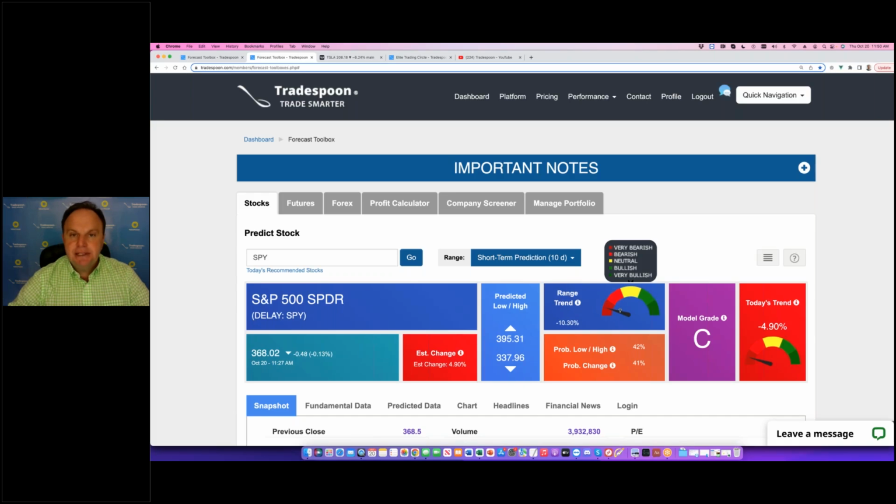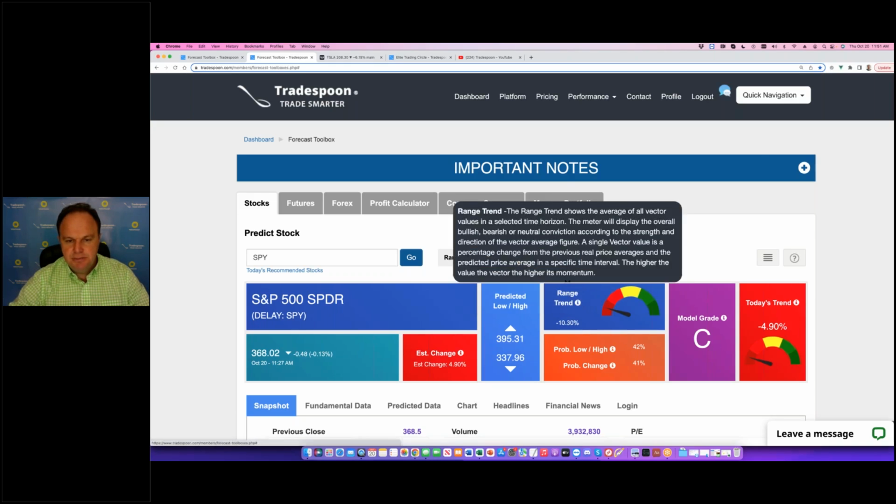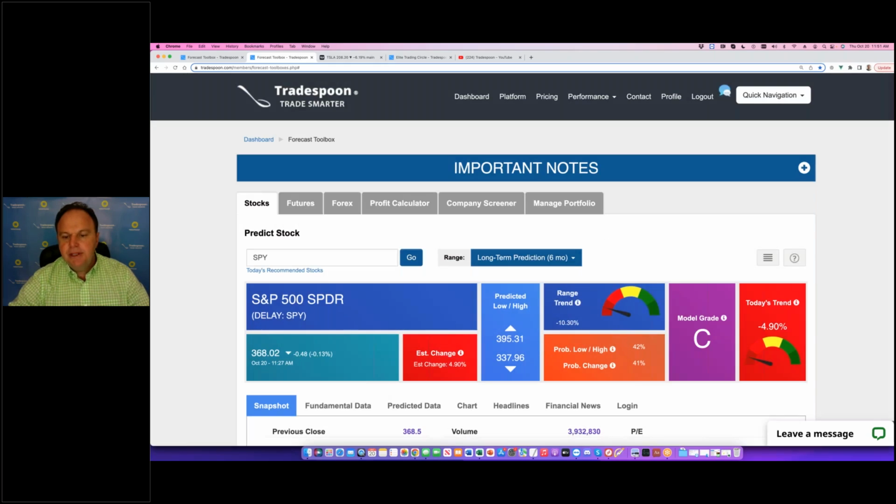In the next 6 months, this is the same model, but each data point is 1 month. So in the next 6 months, the model is negative. Support is at 337 and overhead resistance at 395. So I agree with the model.